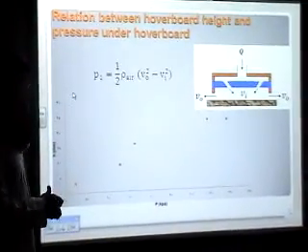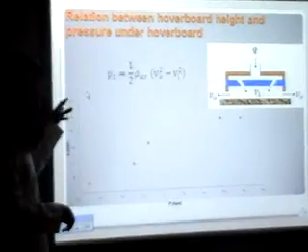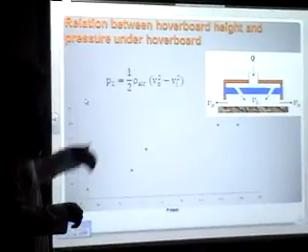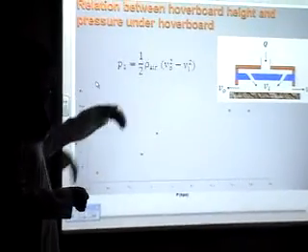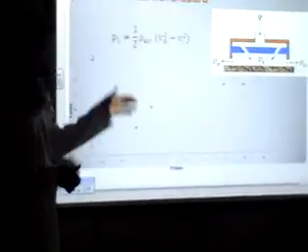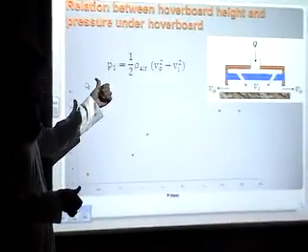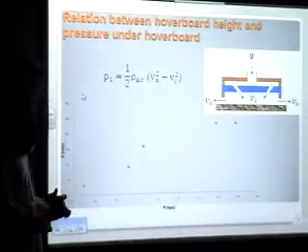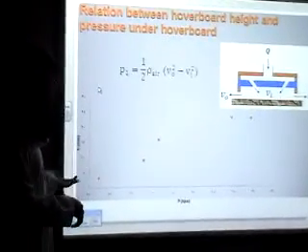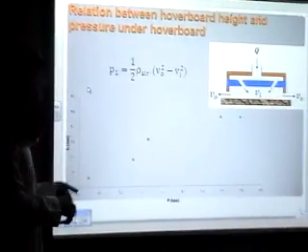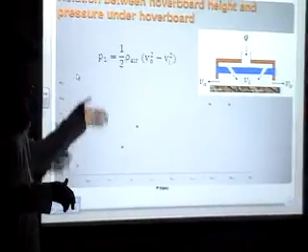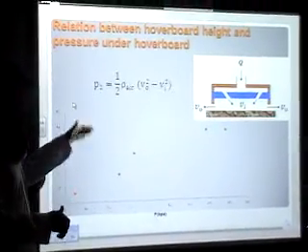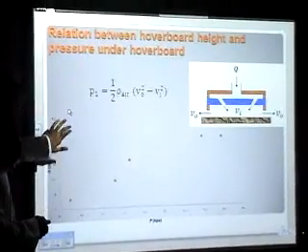The other section is the pressure under hoverboard. We can calculate the pressure under hoverboard by using this formula, where V out is the jet velocity and Vi is upstream velocity, and we can neglect it compared with the V out because it's very small. Then we get this relation between pressure and the height. Also it's increasing with the pressure. At a certain pressure there is no effect on the height.